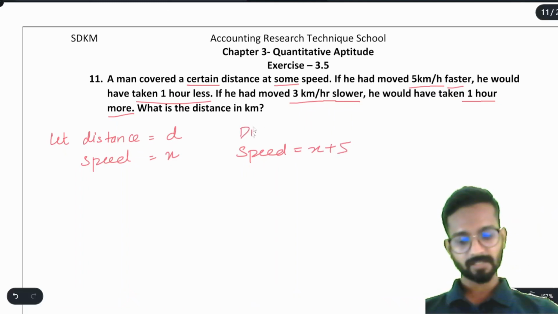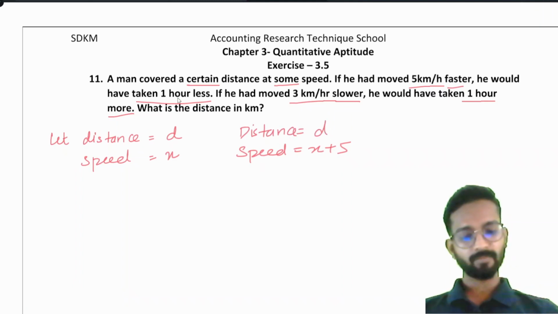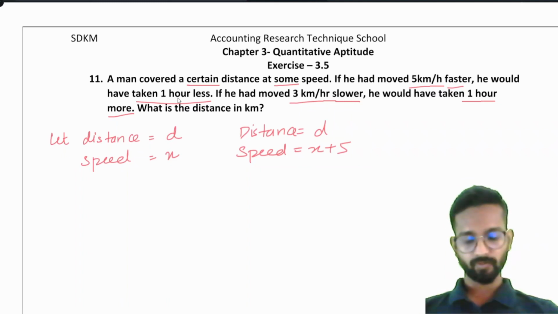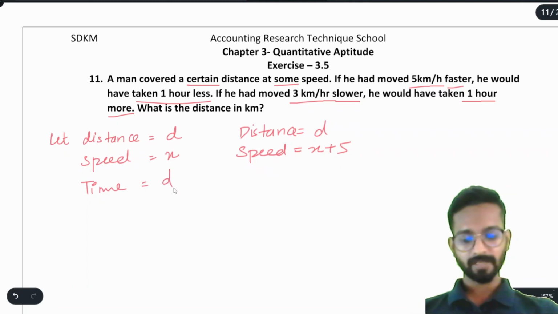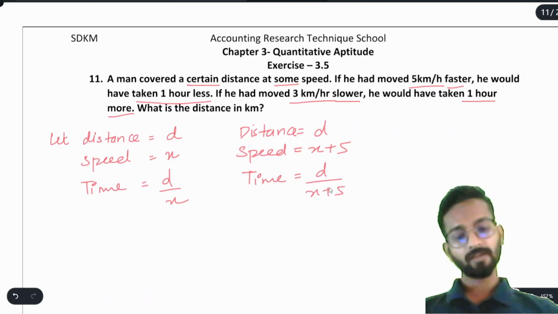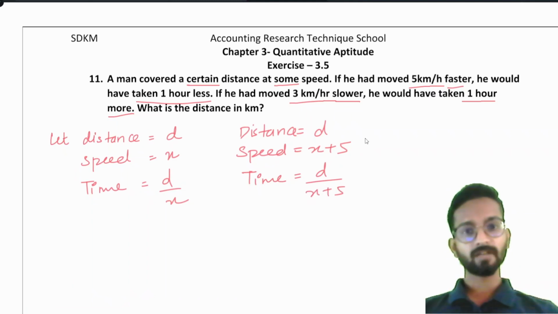It means the distance is the same, distance traveled is D only. If the speed is increased, the time taken is 1 hour less. Be very, very careful now. Here, what would have been the time? D by X. Here, what would have been the time? D by X plus 5. They are saying, if you increase your speed, your time taken will be less.